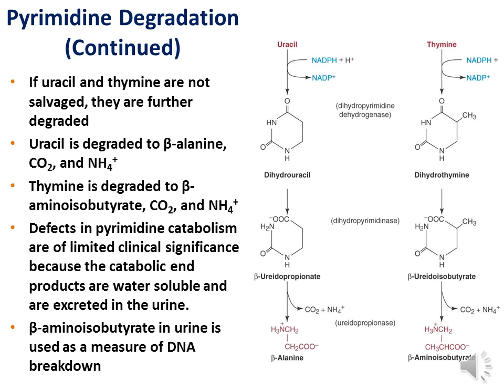If uracil and thymine are not salvaged, they are subjected to further degradation. Uracil is degraded to beta-alanine, carbon dioxide, and ammonia. Thymine is degraded to beta-aminoisobutyrate, carbon dioxide, and ammonia. You need to know that defects in pyrimidine catabolism are of limited clinical significance because the catabolic end products of pyrimidine degradation are water-soluble and are excreted in the urine. Also, beta-aminoisobutyrate in urine can be used as a measure of DNA breakdown.